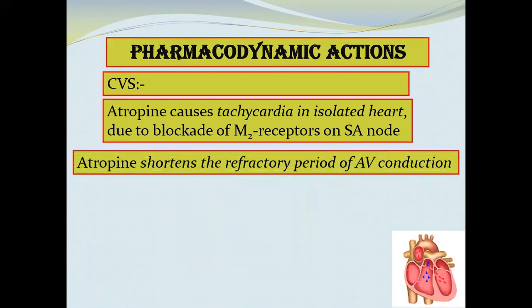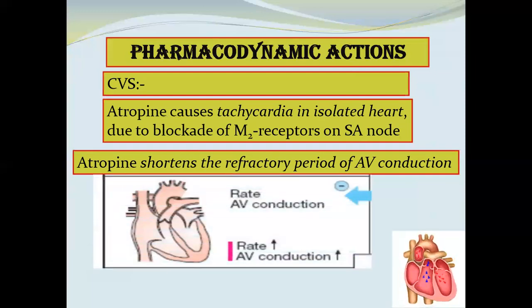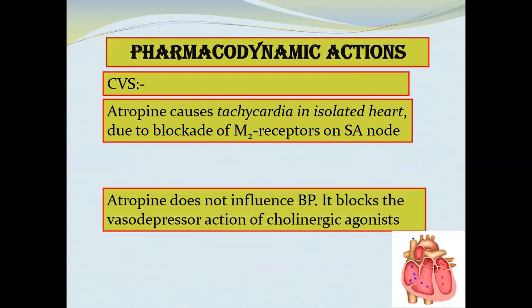Atropine shortens the refractory period of ventricular conduction, so it can be associated with heart block. Rate of interventricular conduction is reduced, and then heart rate is increased. Atropine does not influence blood pressure. It blocks the vasodepressor action of cholinergic agonists.